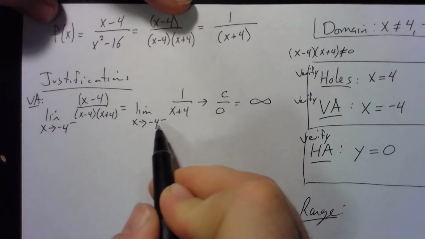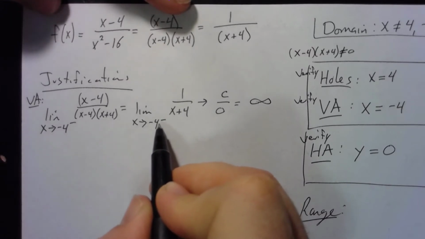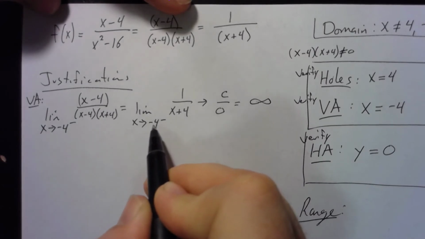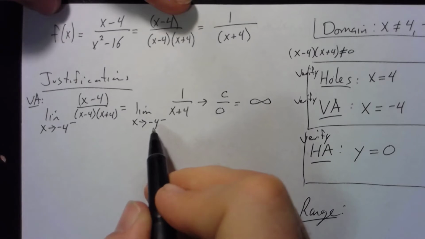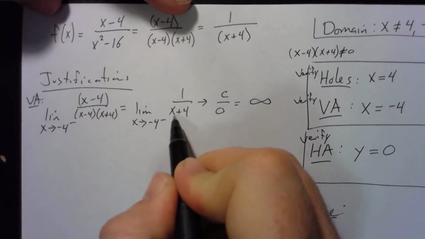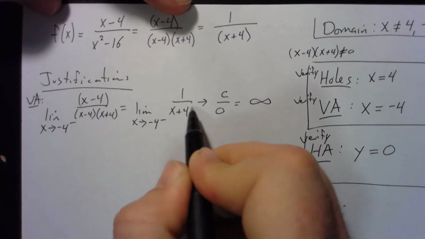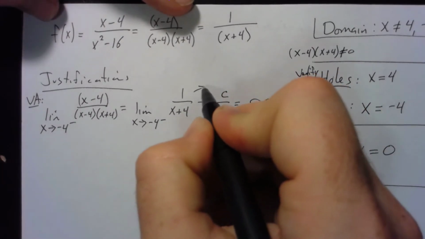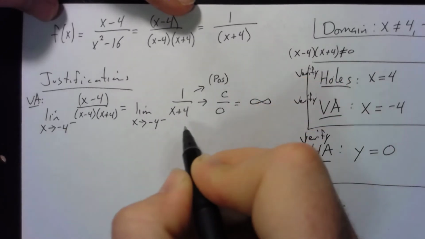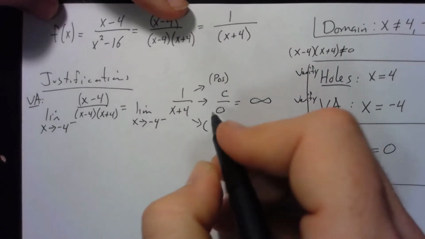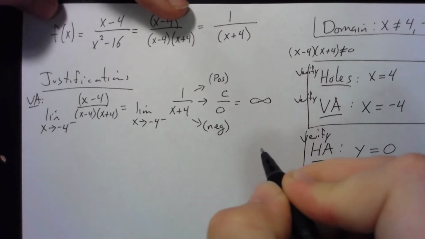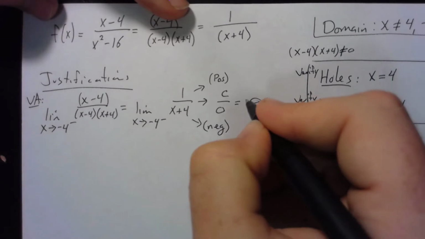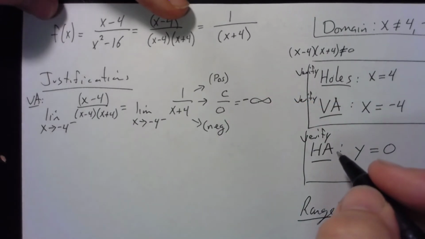Let's come back to this negative 4 from the left. Negative 4 from the left would provide us with a number that's approximately negative 4.1. If I plug in negative 4.1, sorry, from the left, negative 4.1 plugged into here will give me 1 divided by something going to 0, such that this something going to 0 is negative. So I know on the top I'm going to have a positive number. On the bottom, yes, it's going to 0, but before it gets to 0, it's going to be a negative number. So when I have a positive divided by something going to 0 that happens to be negative, this infinite limit is going to negative infinity.